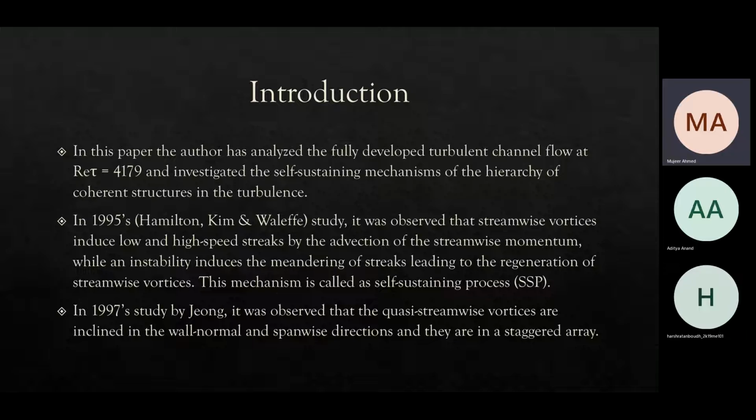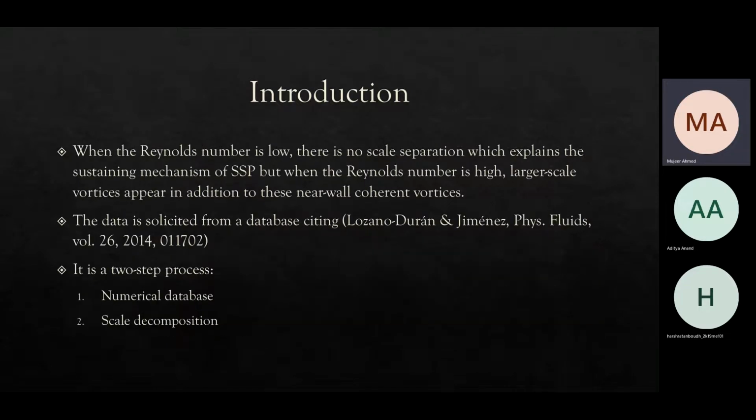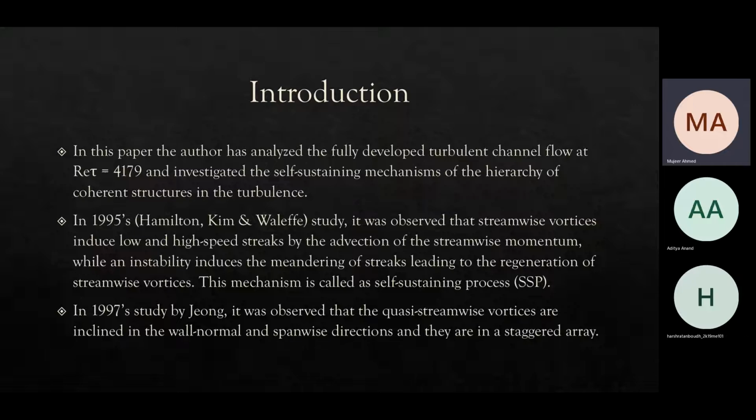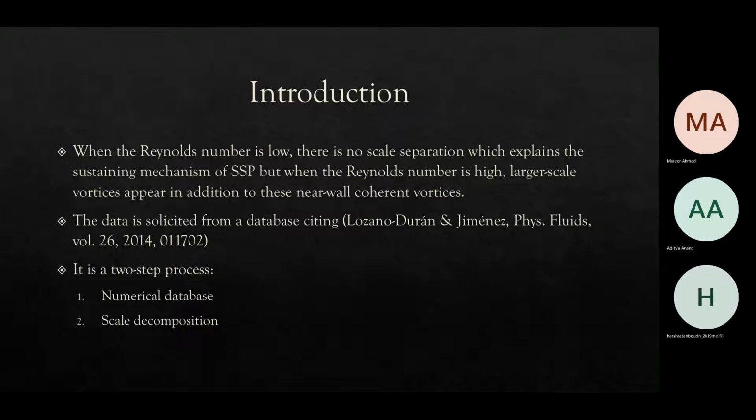So these coherent structures are nothing but organized fluid elements of significant lifetime and scale. I thought that was worth mentioning in simpler terms. When the Reynolds number is low, there is no scale separation, which explains the self-sustaining process. But when the Reynolds number is high, vortices appear at larger scales in addition to these near-wall coherent vortices.